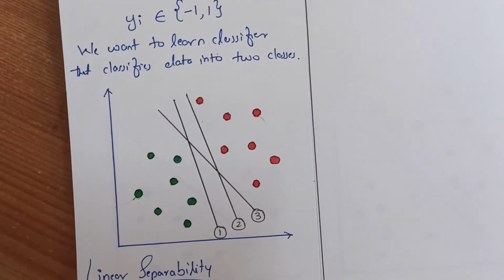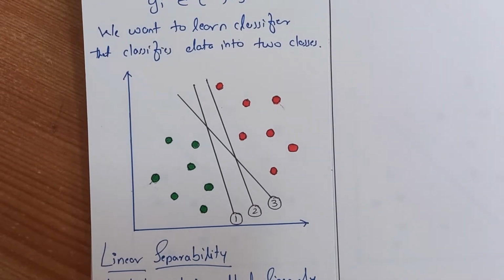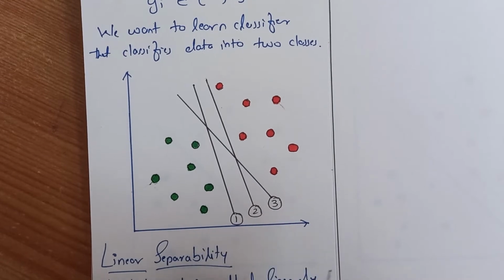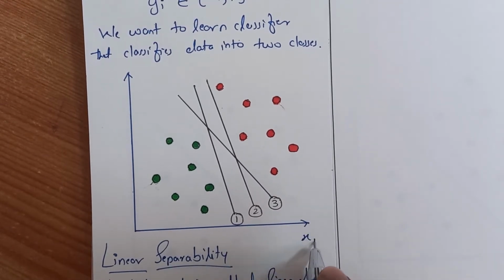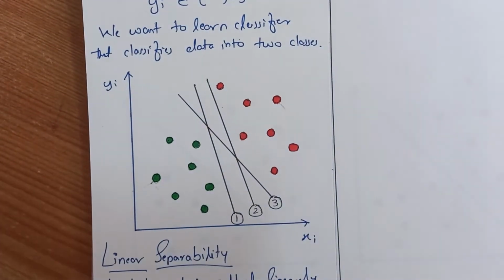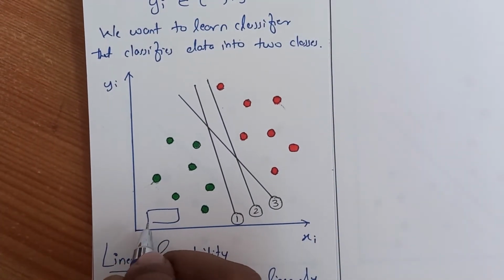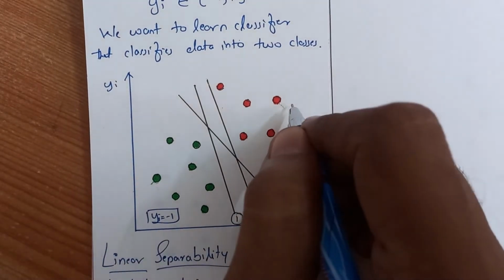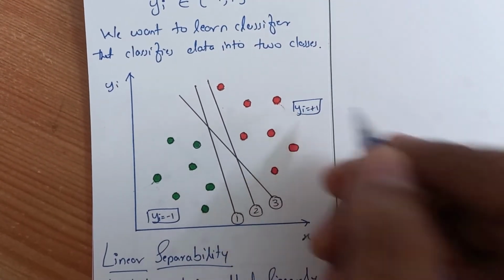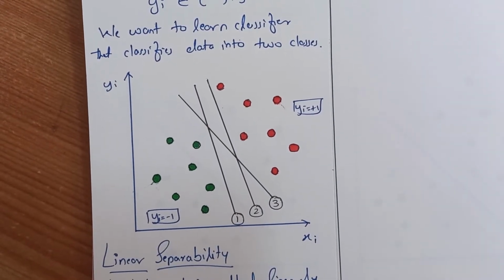As you can see in this particular graph, there are red data points and green data points. Of course, they are linearly separable. We can draw a line in between and separate them. This is the x-axis input, this is the y-axis output. yi can be negative or yi can be positive, and we have some points here. Clearly we can divide this data into two different classes by drawing a line.